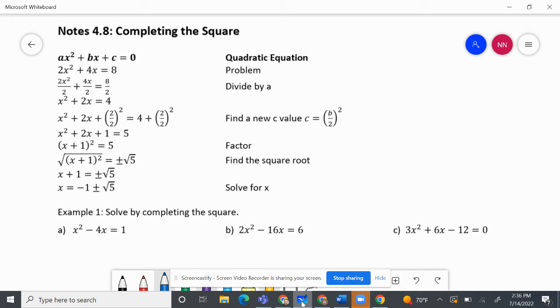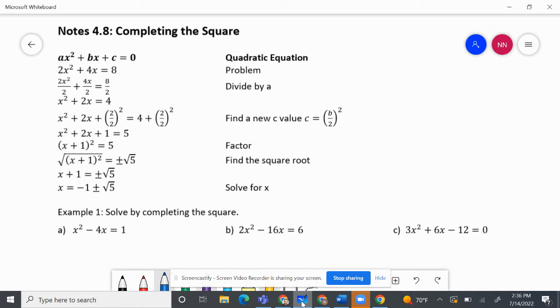We're going to use another way of solving quadratics. We've already learned how to solve by factoring. We've learned how to solve using square roots, and now we're going to solve by completing the square. Now, with completing the square, what we have is a difficult example.